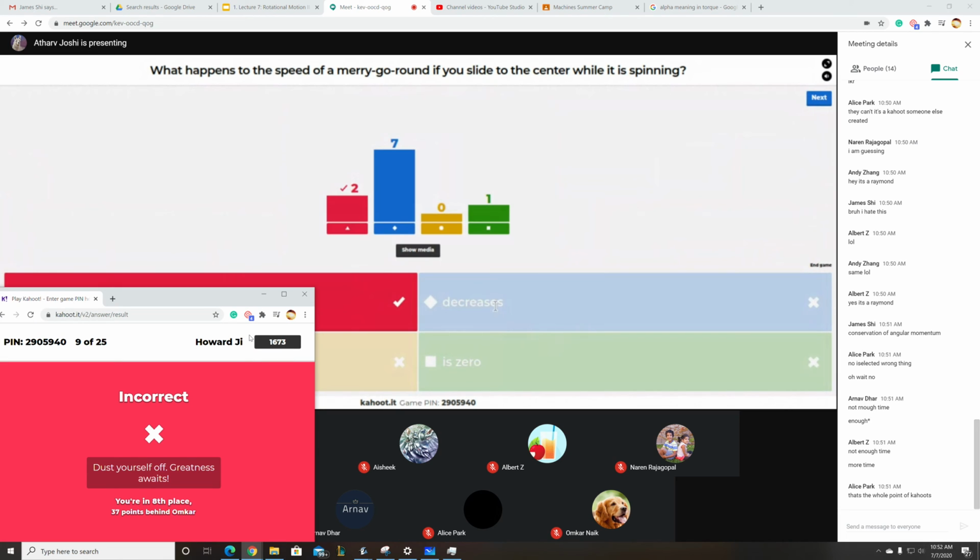So those of you who said decreases, it's inversely proportional, right? Because if you put your weight... I think this may be too hard. This is like conservation of angular momentum.